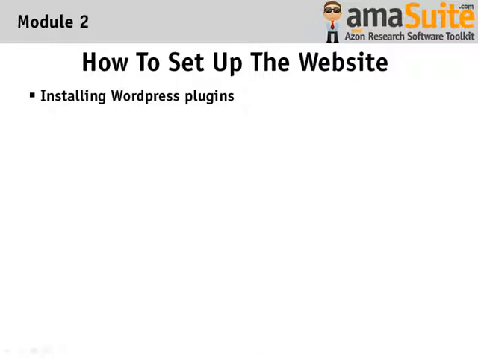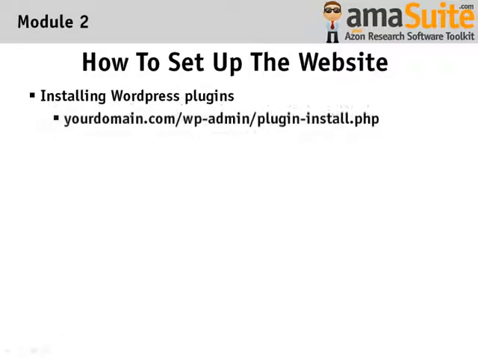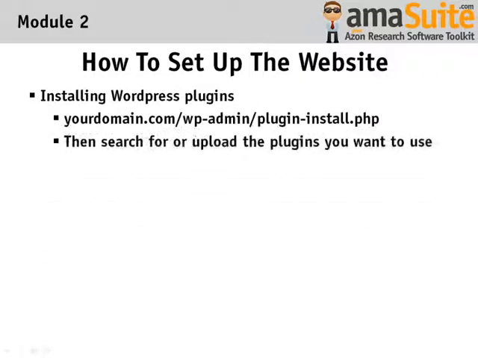Next, it's important to install WordPress plugins, which are basically just designed to provide additional functionality for your website. You can do that by going to your domain and then the same structure as before, the WordPress admin area, and then the plugin install page. And then on that page you can actually search for or upload the plugins that you want to use on your blog.